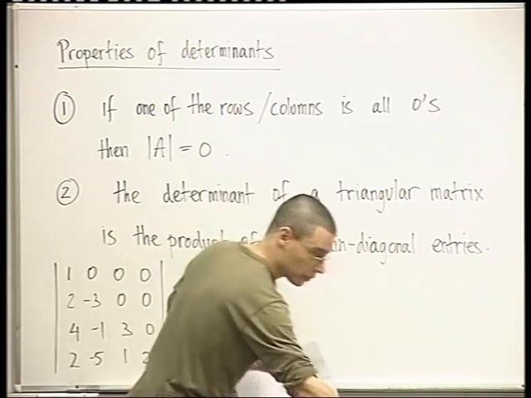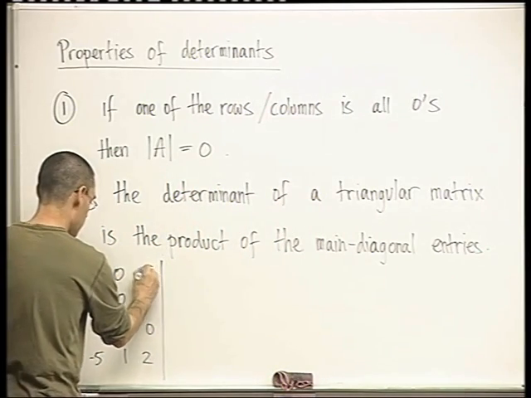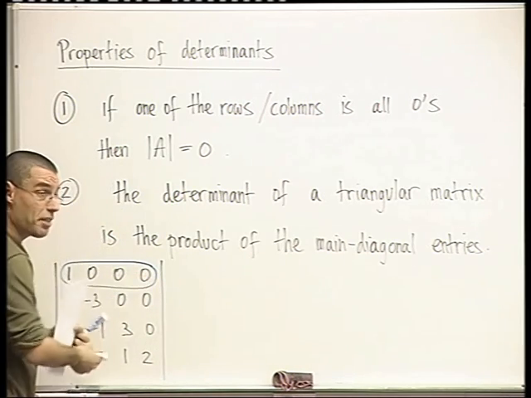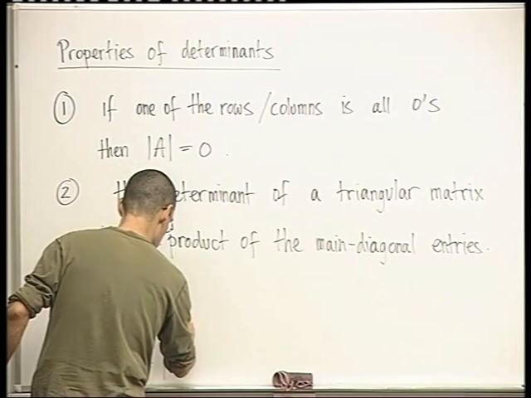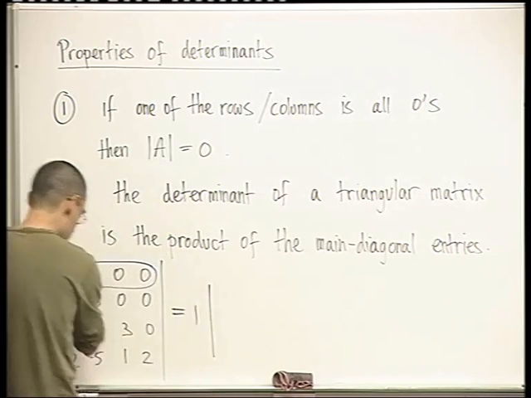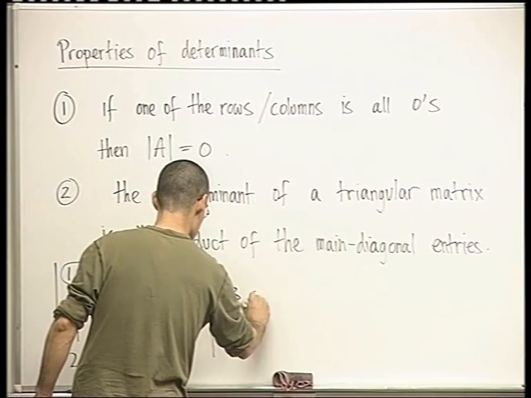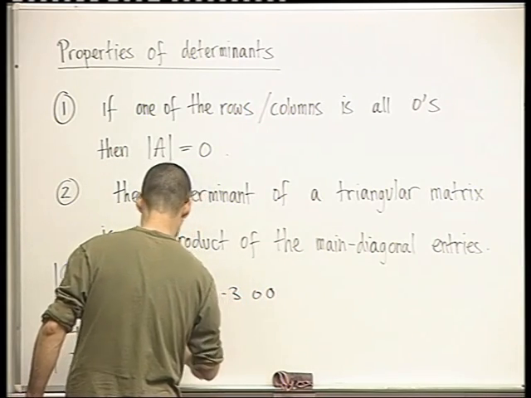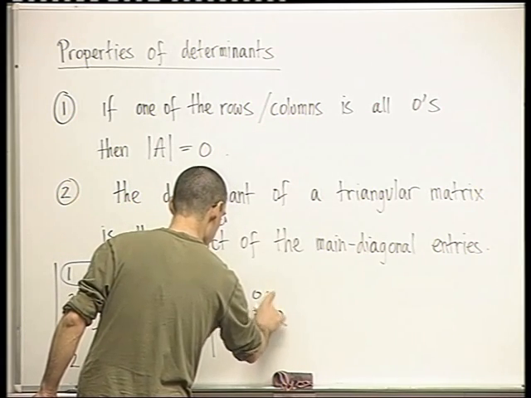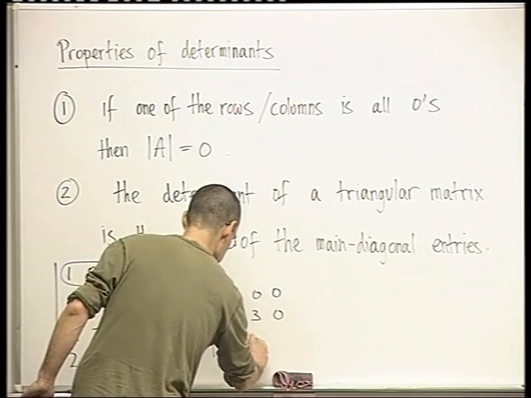How do I find the determinant? How do I calculate it? I have to choose a row and choose a column. Let's choose the first row. All of these contribute nothing, so the determinant is just 1 times the corresponding minor. The corresponding minor is: cross out this row and this column, you get left with this. Negative 3, 0, 0. Negative 1, 3, 0. And negative 5, 1, 2.